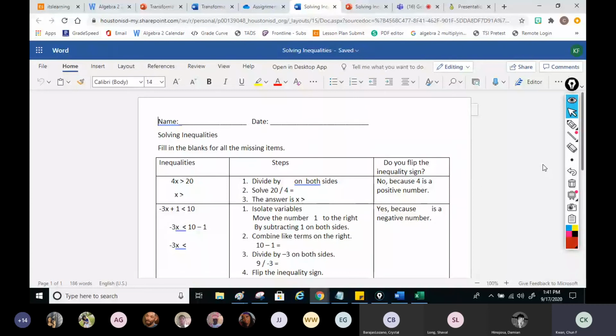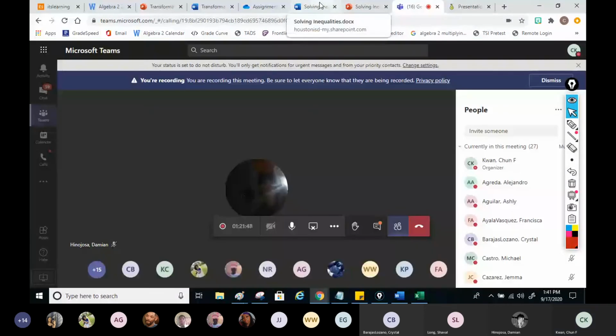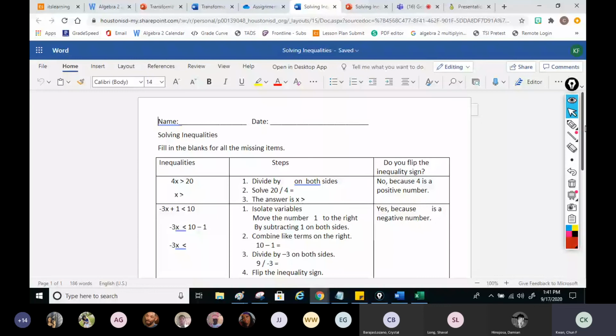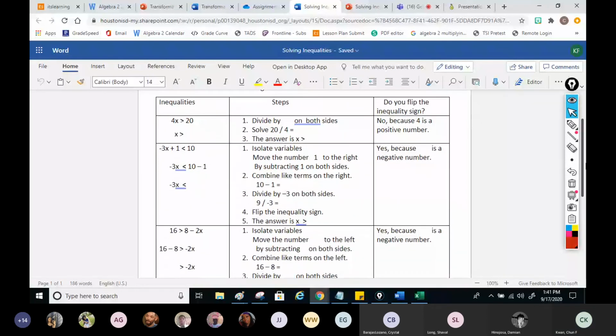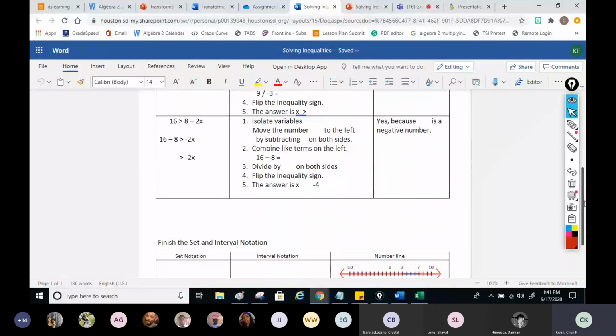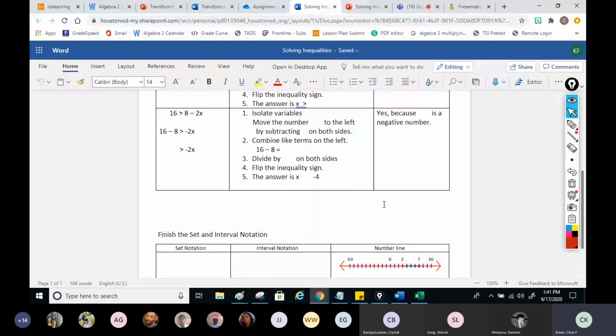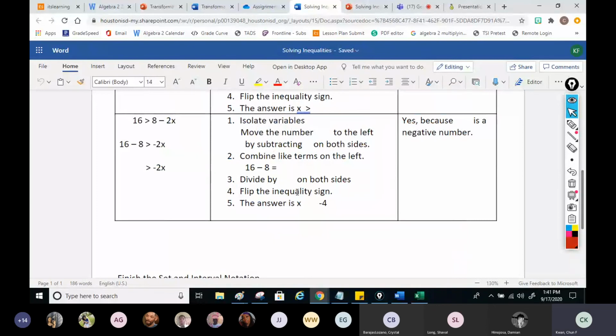All right, let's take a look at the homework assignment. So make sure you're back to a Microsoft Teams meeting. And I should be sharing my screen right now, and I'm showing you the homework assignment. So I will pick the third problem. Let's do the third problem right here. 16 greater than 8 minus 2x. Right here, this is the problem I'll pick. I'm even picking a hard problem so you guys can do the easy one. But I'm only going to do one. You guys have to do the rest.